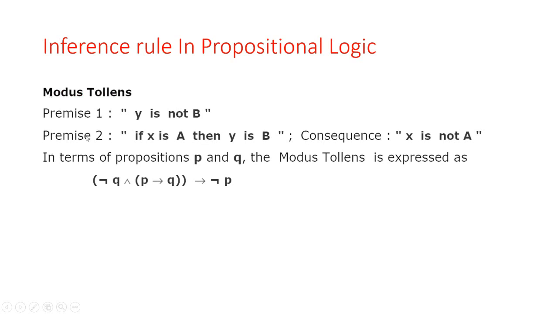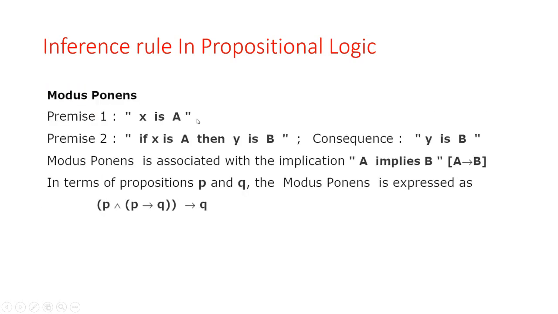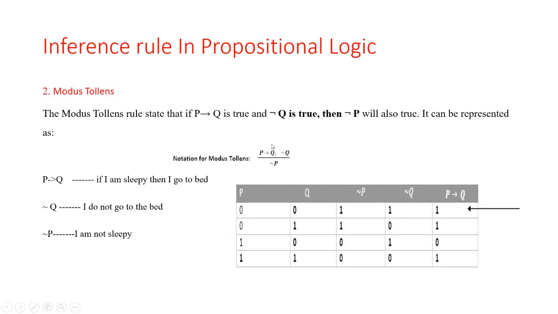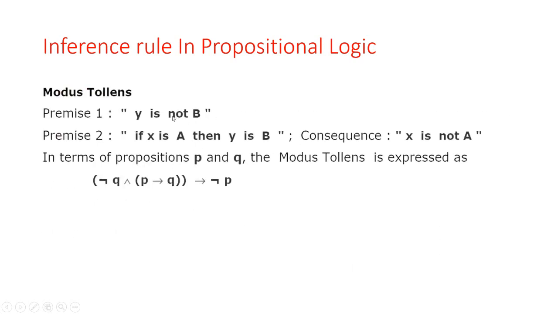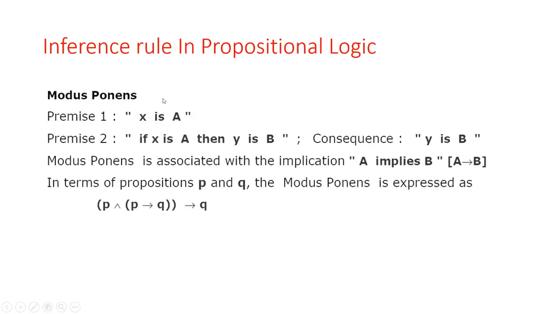Okay, so here we also generate the premises 1 and 2 for the modus tollens. So in that, y is not b. Okay, so here x is a and y is b. So the first line is y is not b. If x is a then y is b. The consequence generated here is x is not a. Okay, so here for both y and x we are applying the negation operation. But in the modus ponens we are creating only x is a and y is b.